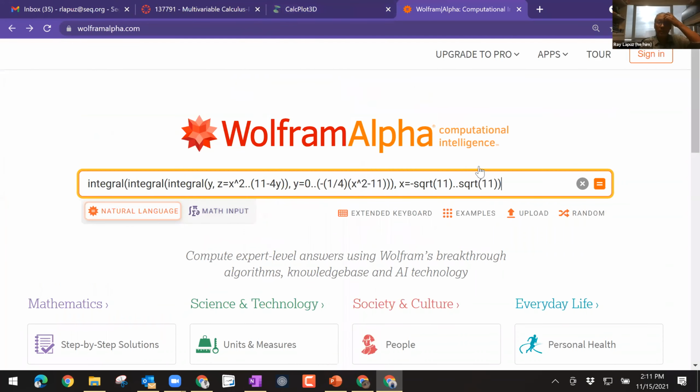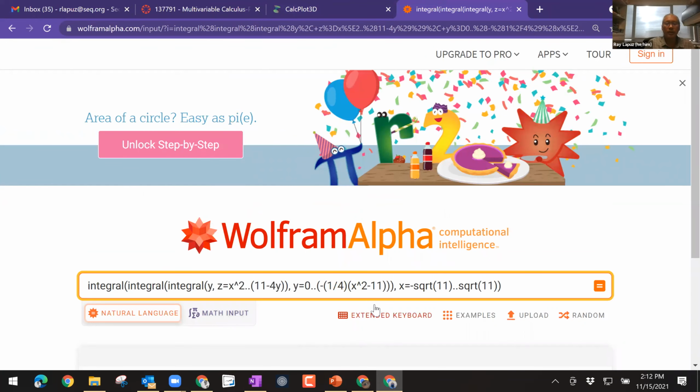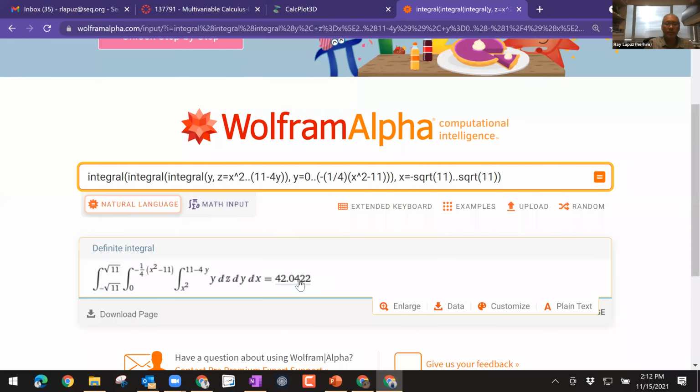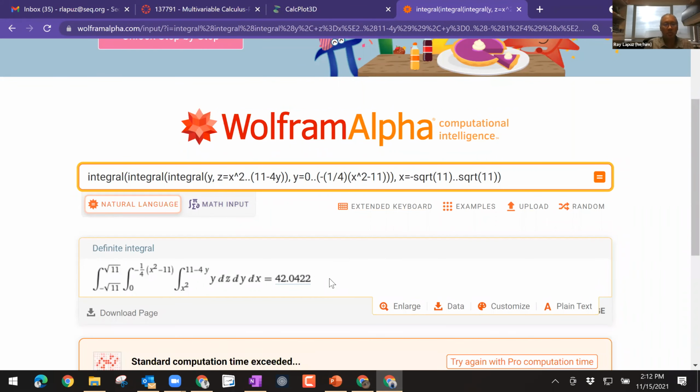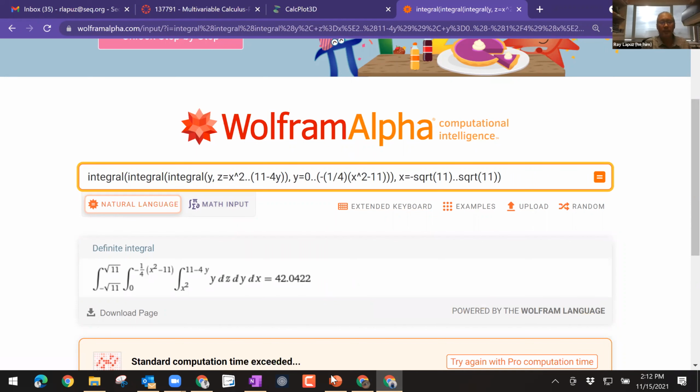So hopefully all that's taken care of. And if we run it, I don't know if we'll get an exact value. We should be able to get an exact value, but it looks like they gave us a decimal approximation, which is probably good enough. All right, so let's take that and throw it in our notes.